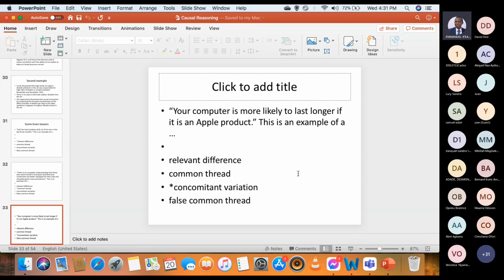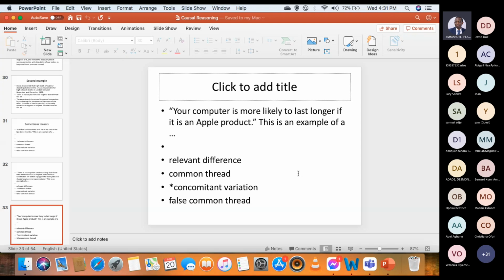So why does it last longer if it is an Apple product? Obviously, because Apple makes their products more resilient. There is a quality in Apple products that is more than the one in other products, which makes it last longer. So what would that be?